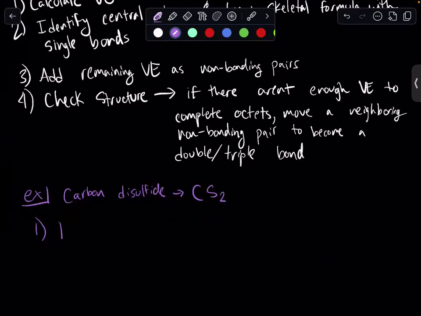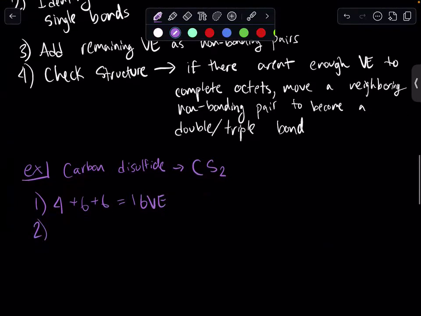Step 1, valence electrons. Carbon has 4, sulfur has 6, sulfur has 6, for a total of 16 valence electrons. Step 2, our central atom is going to be carbon. There are fewer of it. And not only are there fewer, it's on the furthest left side of the periodic table, and it's written first. So I will draw the skeletal structure, bonding it with single bonds.